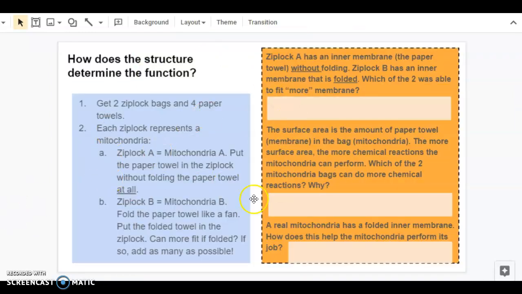In this lab activity, you're going to need to grab 2 Ziploc bags and 4 paper towels. Each Ziploc is going to represent a mitochondria, one of the MBOs. And the paper towel is going to represent its inner membrane. Follow the directions and answer the questions to see how folding that inner membrane really helps the mitochondria perform its function, which is to make cellular respiration a lot more efficient. When you're done, come back to this video.